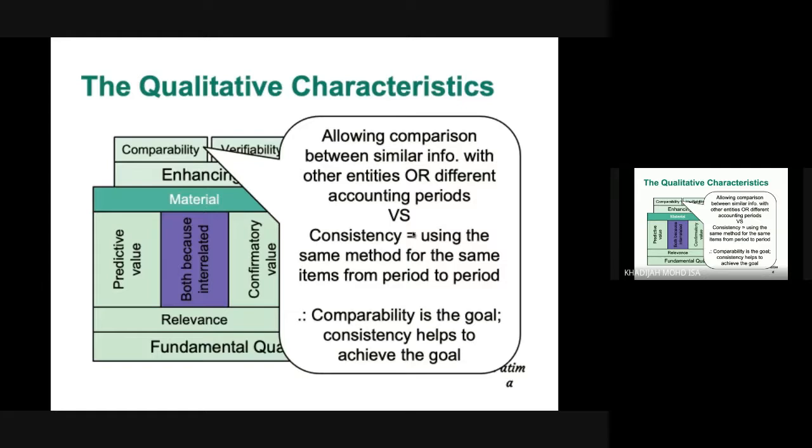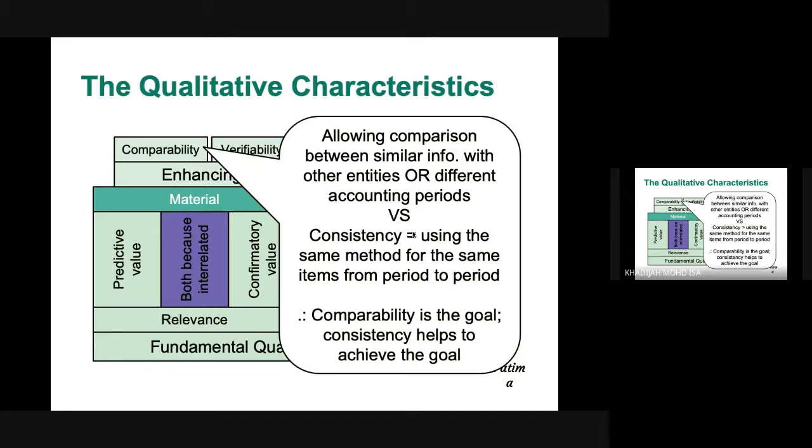right? So comparable means that in order to allow comparison of the financial statements between similar information with other entities. So you normally want to compare how one company is doing as compared to another company. For example, as a shareholder, as an investor, I want to know, should I invest in company A or should I invest in company B? So how do I compare? So I look at the financial statements of these two companies and see which one is doing better, and that will help me to make a decision whether to invest in company A or company B, all right?